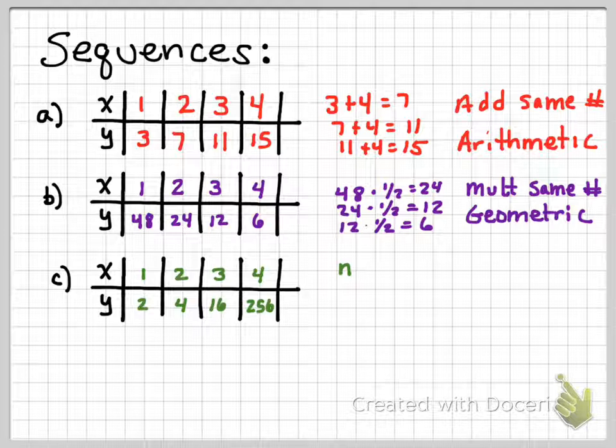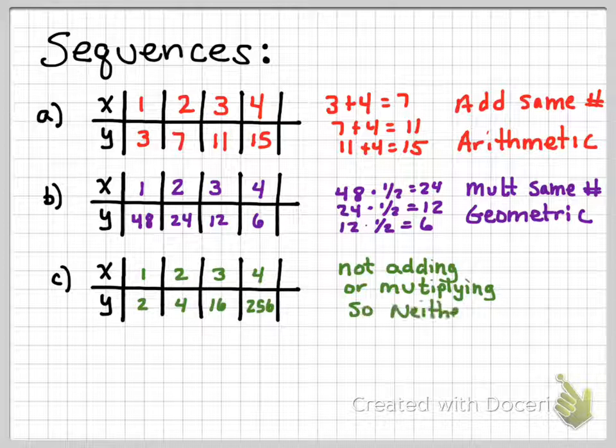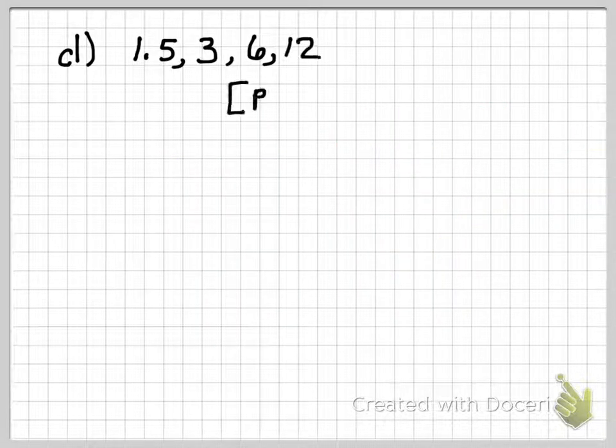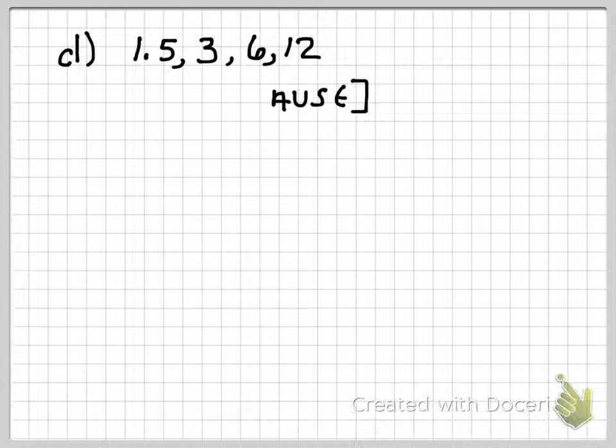Now if we look at this letter C here, you'll see that we are not adding the same number each time. We're also not multiplying by the same number each time, so we consider that neither sequence. In fact, if you look at it, there's actually going to be an x squared in that, and we'll talk about that a little bit later in this video. Alright, let's look at some more examples. Pause the video right now and see if you can figure out if that is arithmetic or geometric.